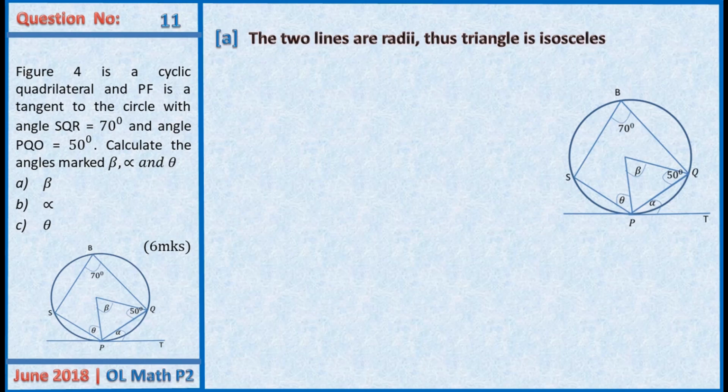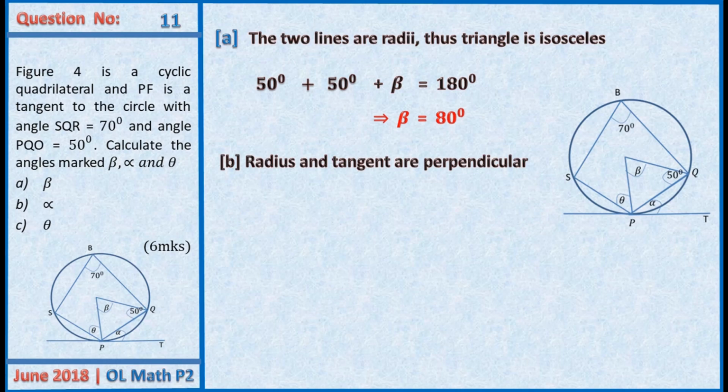The first thing, for A, for angle beta, the two lines are radii. That is PO and QO, to the center. Therefore we have an isosceles triangle. And if the angle at Q is 50, then the angle at P is also 50. So we are left with the angle at beta. The sum of these three angles must give us 180. So 50 plus 50 plus beta gives us 180, and beta will be equal to 80 degrees.